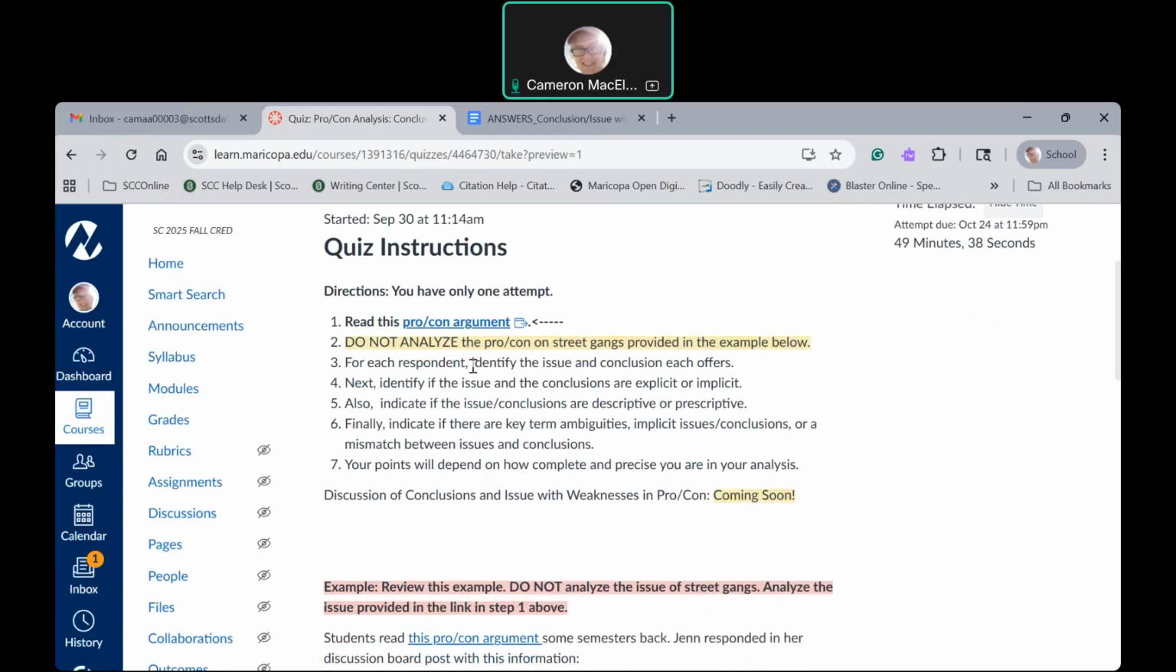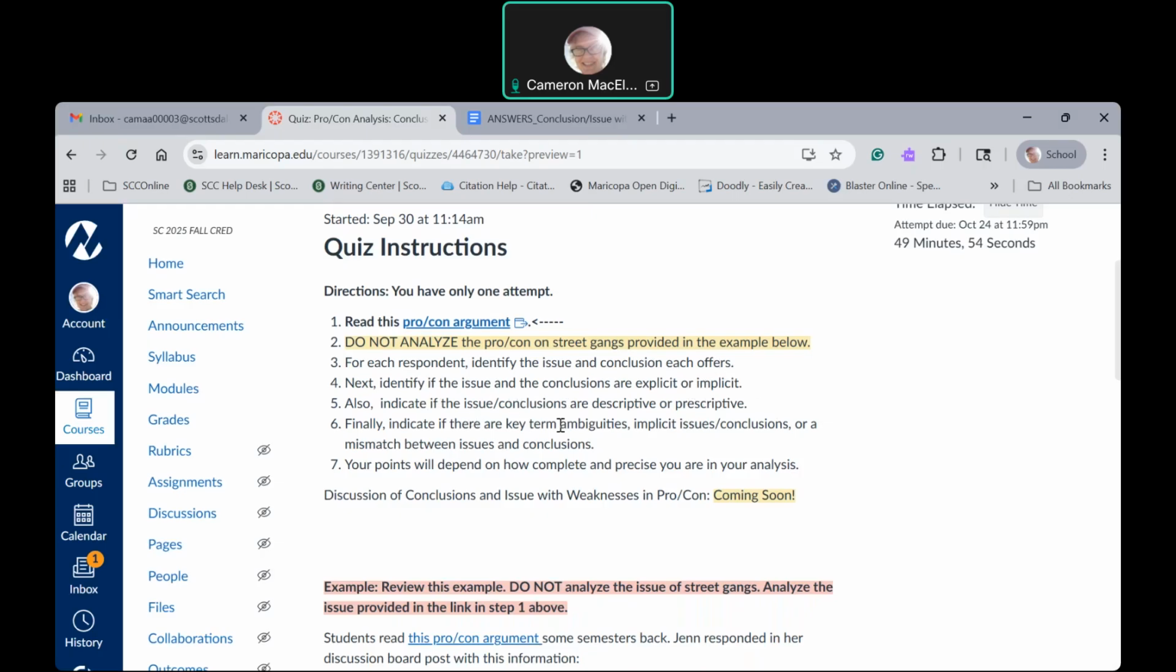And what you're going to do is, for each respondent, identify the issue and the conclusion each offers. We kind of already know it, but I want to talk a little bit more about it. Whether or not the issue and conclusions are explicit or implicit. Remember, implicitity is a weakness.